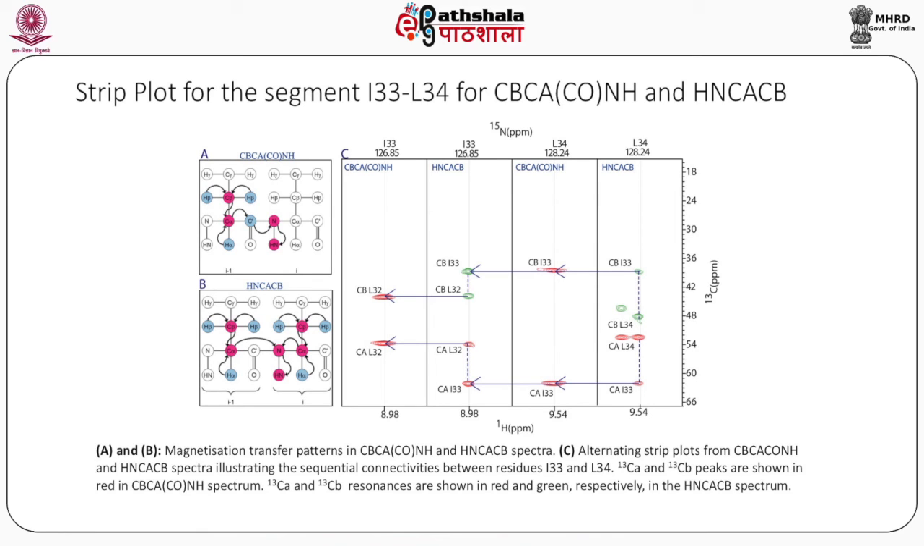Whereas in the case of HNCA-CB, you have magnetization starting at HN, then going to its directly attached nitrogen, from nitrogen the usual going to C alpha i and C alpha i minus 1, of its own and preceding C alphas, and then from C alphas going to C betas and back.